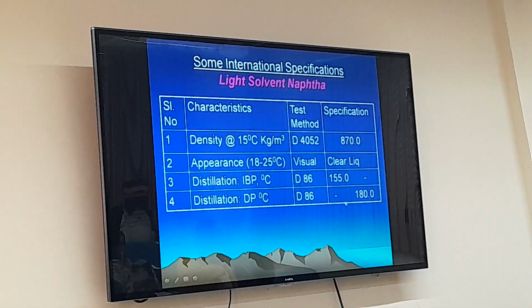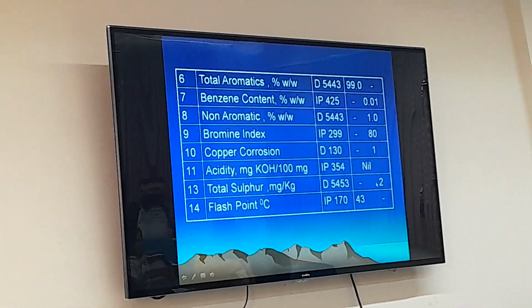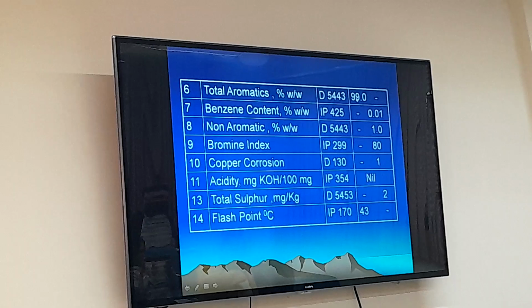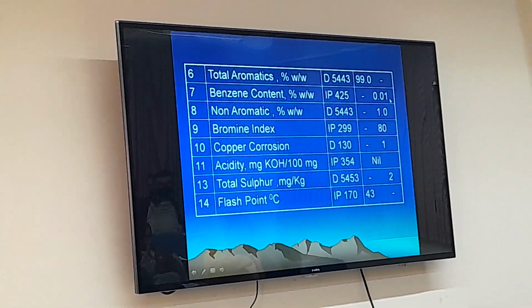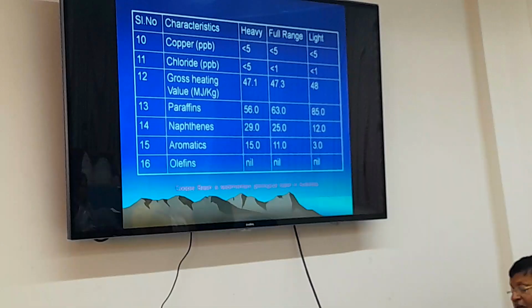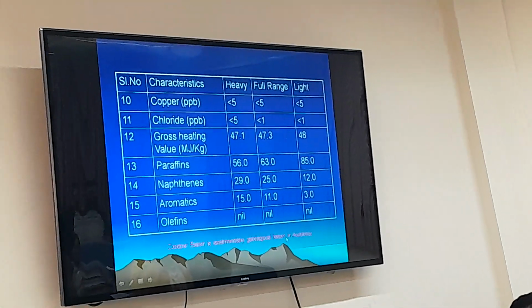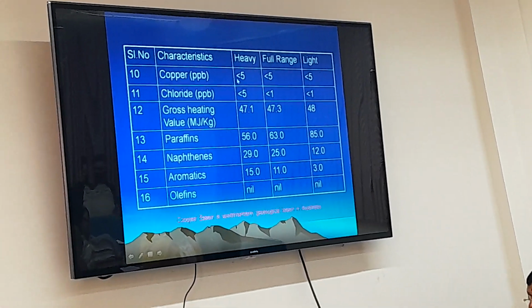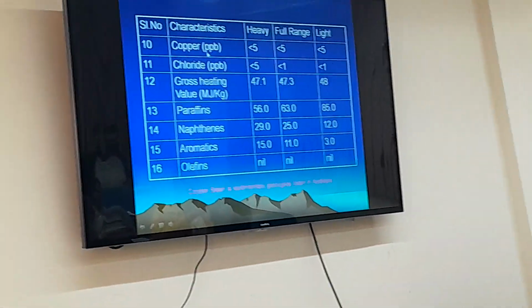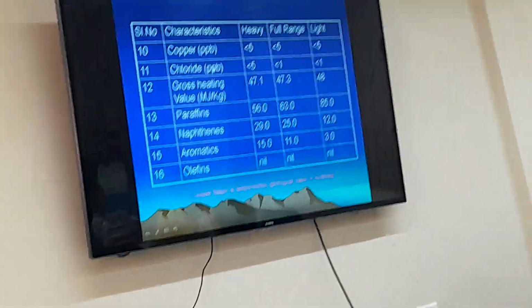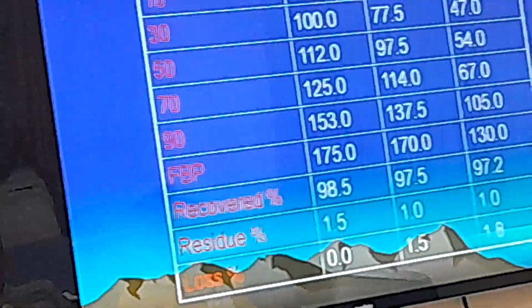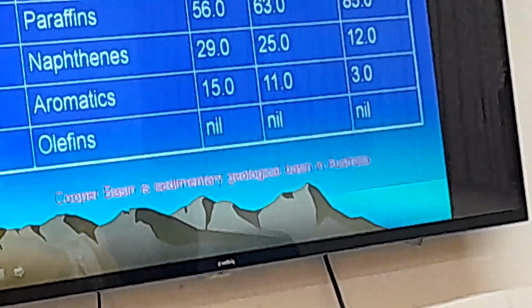Dry point 180, but the aromatics are minimum 90%, 99%, and benzene content under aromatics is only 1%. And these are the specifications. Copper, parts per million, less than 5. Chloride, parts per million, maximum 5, maximum 1 ppm, maximum 1 ppb.